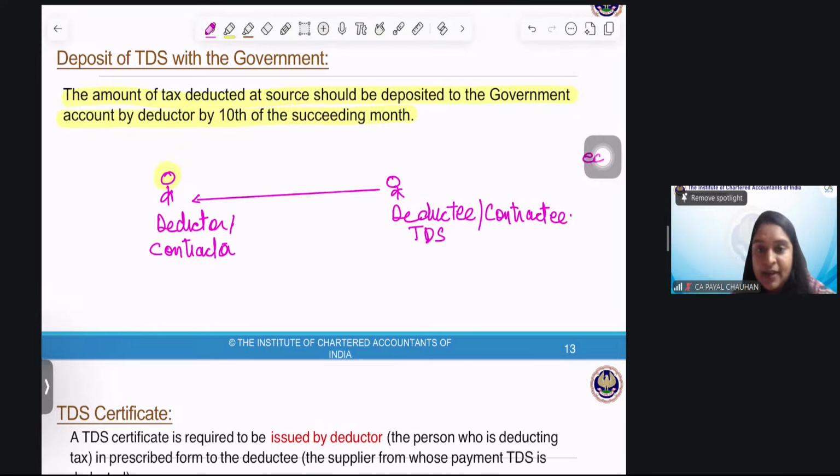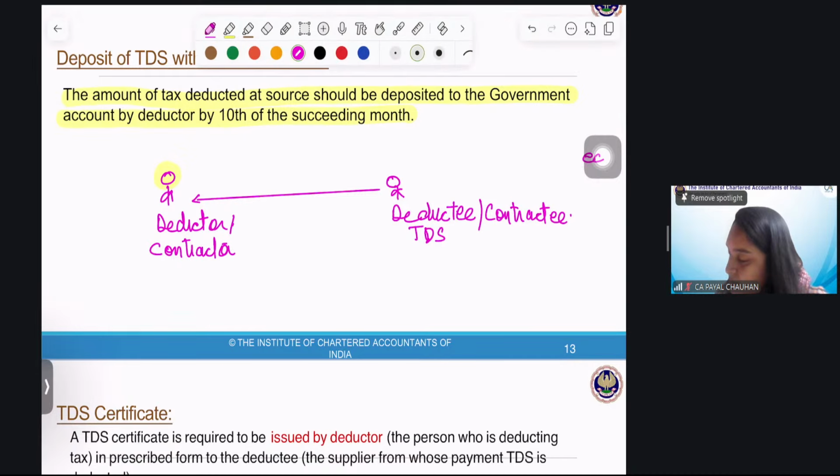I'm the contractee. While I make the payment, I'll deduct the TDS right now. Now tell me, when I deduct the TDS, the contractor needs a certificate.